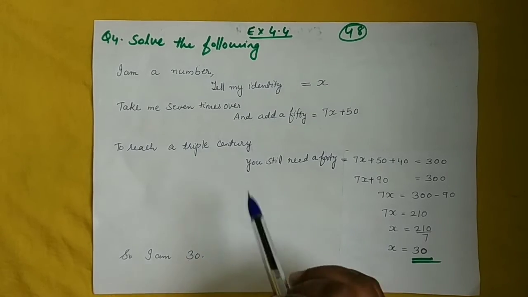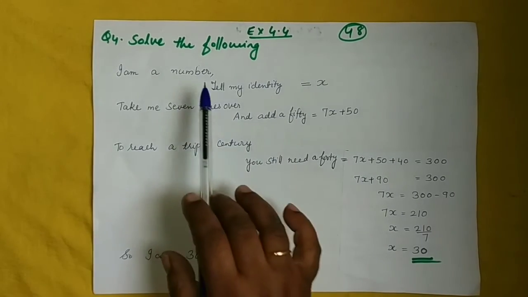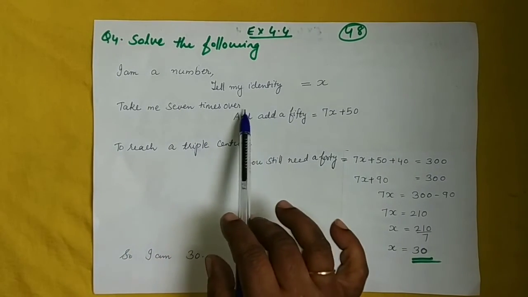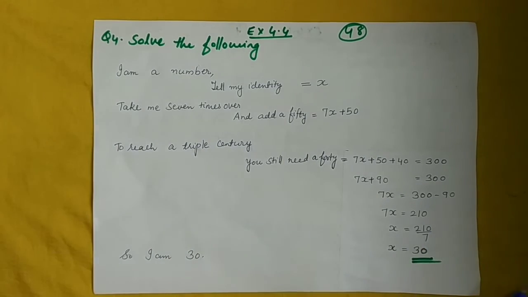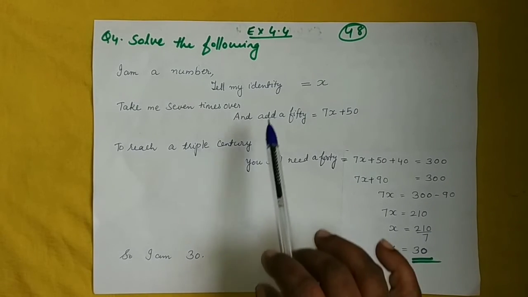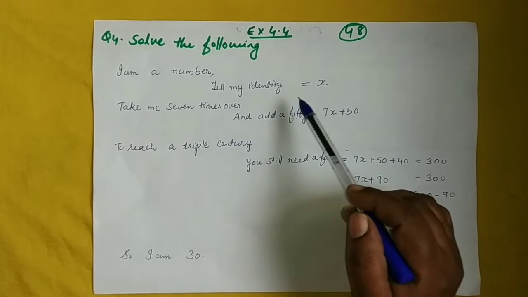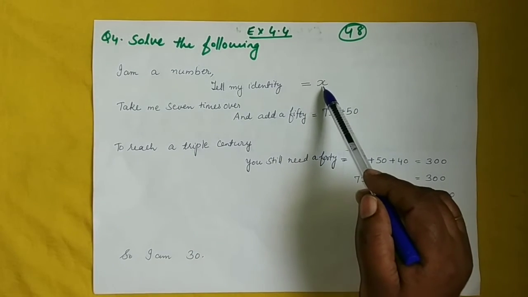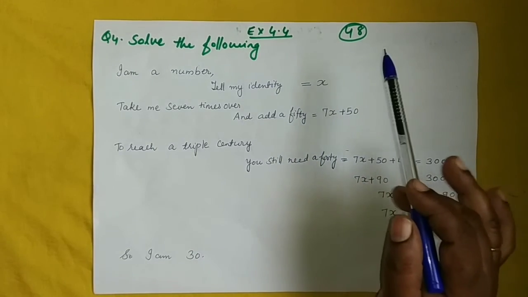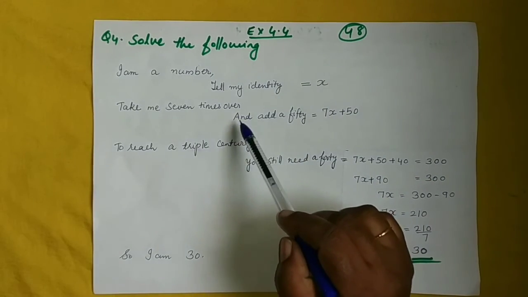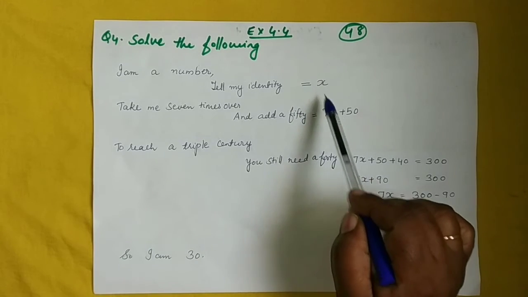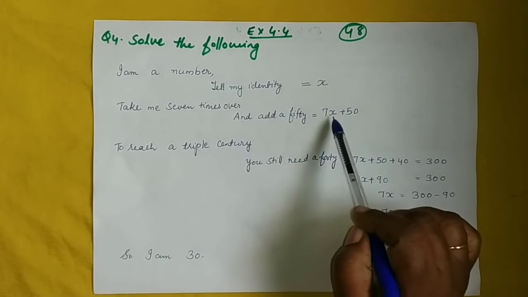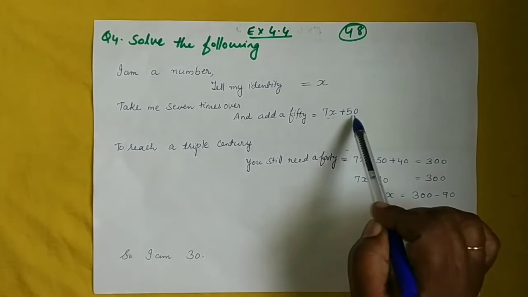Now question number 4. Solve the following. I am a number, tell my identity. Take me 7 times over and add a 50. To reach a triple century, you still need a 40. We have to form the equation and solve. I am a number, tell my identity. We do not know what number I am. We are assuming x as the number. Now, take me 7 times over and add a 50. That means we have to take 7 times of it, that means 7 into x, 7x. Then what we have to add? 50. So we form 7x plus 50.